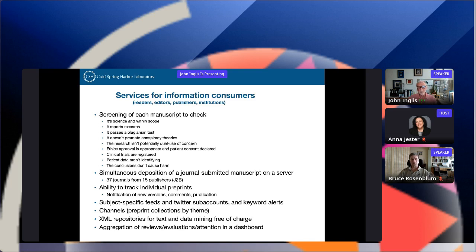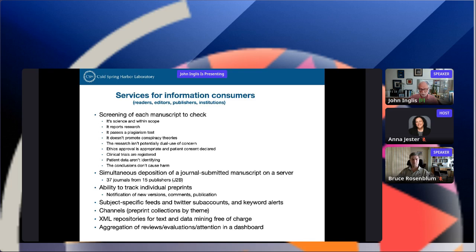And we have 15 publishers who have entered into those kinds of arrangements, 37 journals, and that number too is set to increase over the next few months. Within the corpus of bioRxiv, we've just recently introduced the ability to track an individual manuscript and be alerted as a reader to the fact that there may be a new version of it, or there may be comments on it, or maybe it's been published. And that is new, but already we have 1,300 readers who are following manuscripts of their choice.